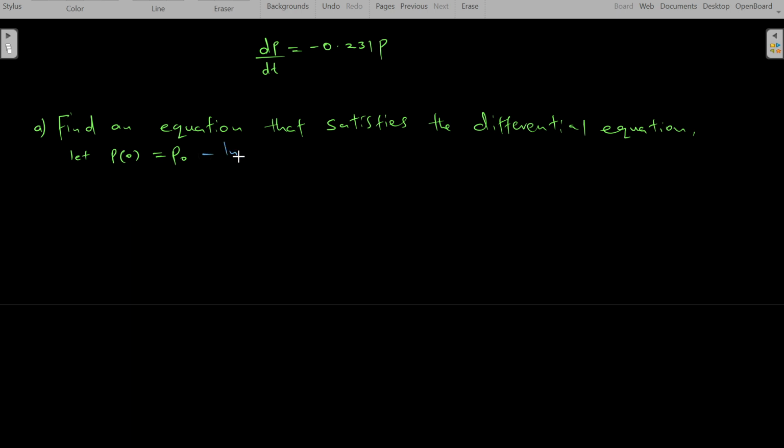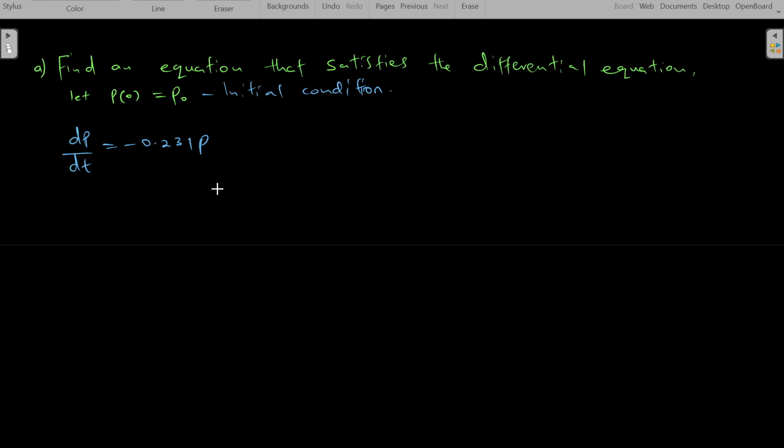Okay, so these are initial conditions. So how will we do this? Our first step is to solve this differential equation. So the differential equation is dP/dt equals negative 0.231P. Okay, so how do we solve for this?